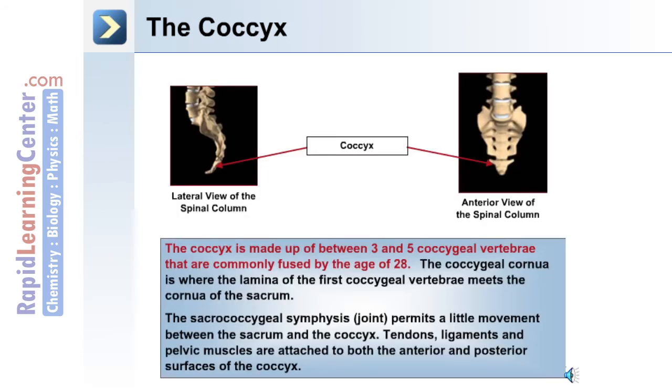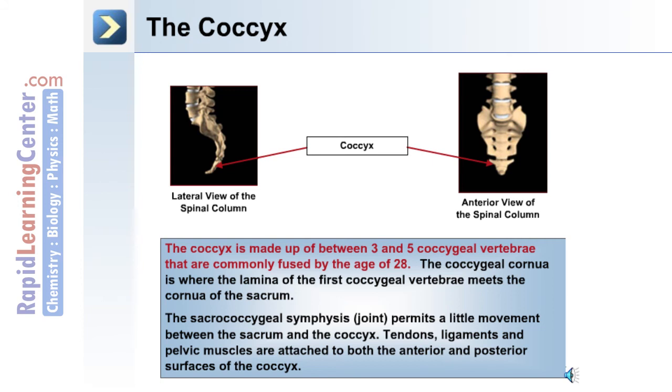The last segment of the spinal column is the coccyx. The coccyx is made up of between 3 and 5 coccygeal vertebrae that are commonly fused by the age of 28. The coccygeal cornua is where the lamina of the first coccygeal vertebrae meets the cornua of the sacrum.